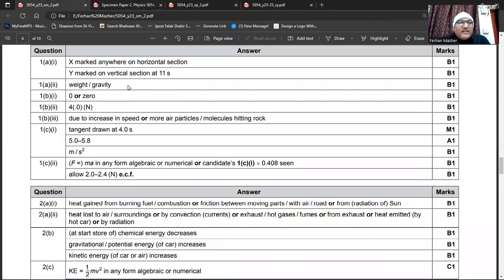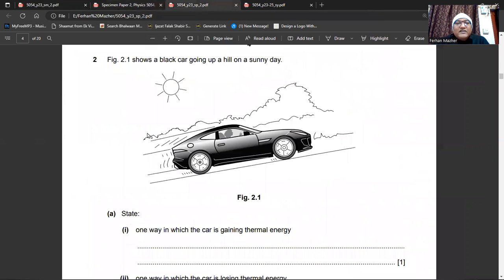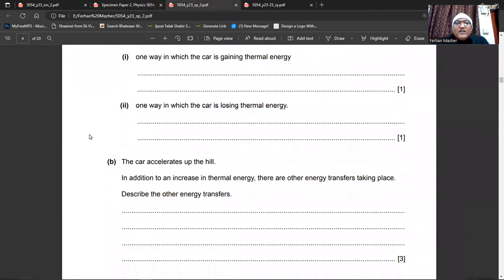So that is causing the car to gain thermal energy. So the answer is heat gained from burning the fuel, combustion, or friction between the moving parts with air, roads, or from radiation of the sun. So I hope you can write a good answer. We only have to write one reason.